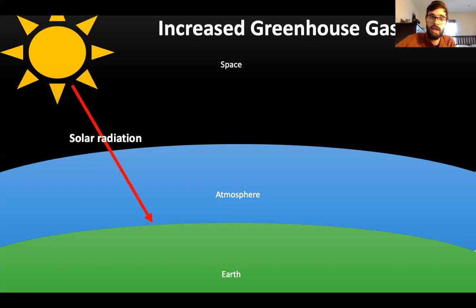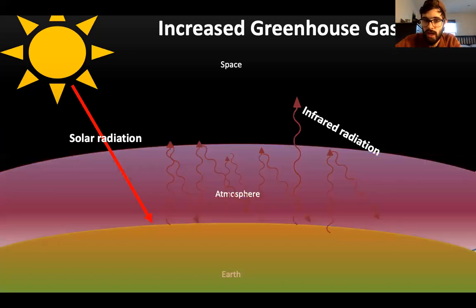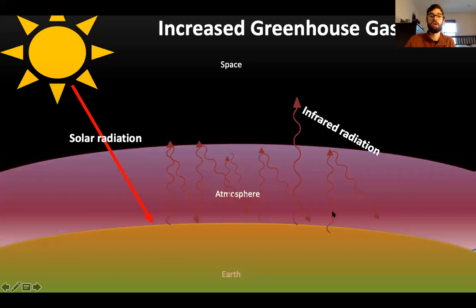Solar radiation will come down from the sun, the earth will absorb some of that radiation and it will radiate that radiation out. But this time, there's so many greenhouse gases in the atmosphere that very little of that infrared radiation can escape, and most of it gets trapped and reflected back into the atmosphere and back into the Earth's surface. So the atmosphere gets way, way warmer than under normal conditions. So increased greenhouse gases lead to increased heat trapped in the atmosphere.